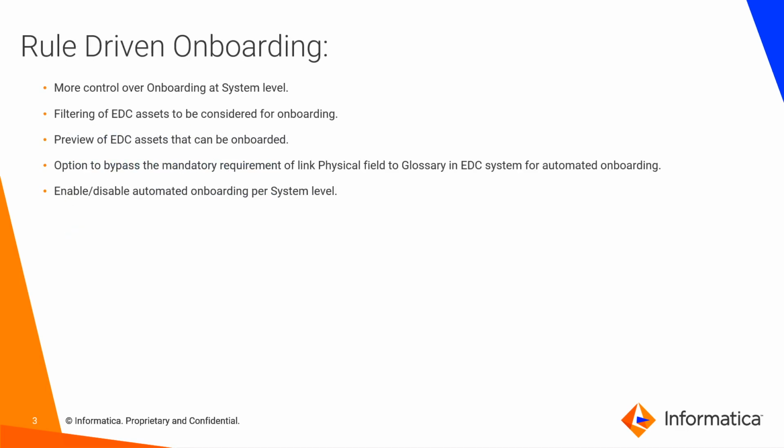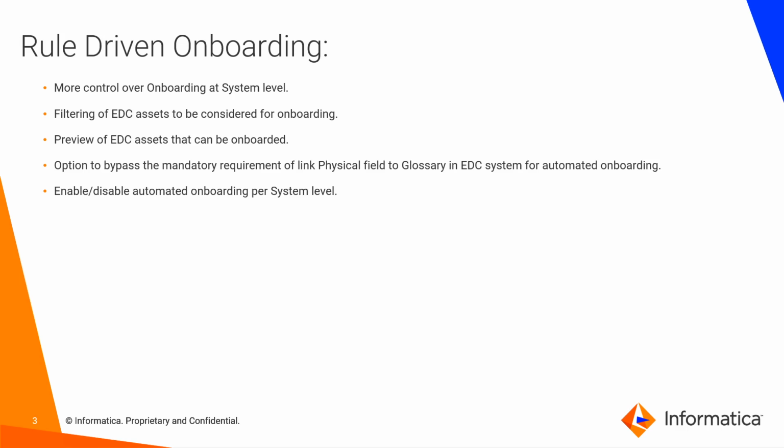So let's get started. Onboarding will happen at system level, whereas if we recollect, in the earlier versions, that is until 7.0, it was happening at global level. Now we can choose rules for different systems and enable them for onboarding or not. Now we can filter the EDC assets, whereas previously there was no filtering at all for onboarding. Any glossary that is linked with a field or any glossary that is linked with a data domain, irrespective of whether the customer needed it or not, the onboarding would happen. But now, through the onboarding rules, we can filter the EDC assets.